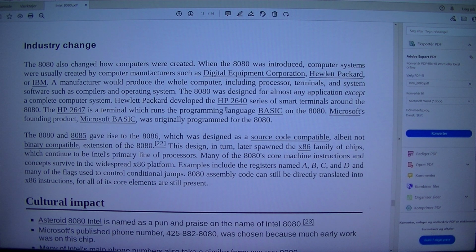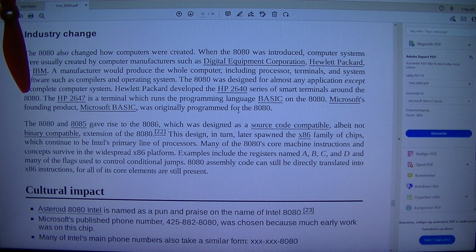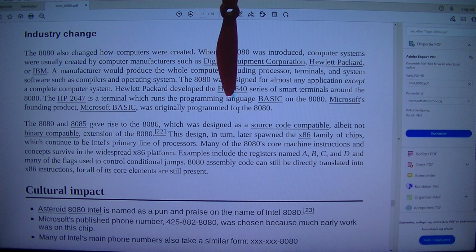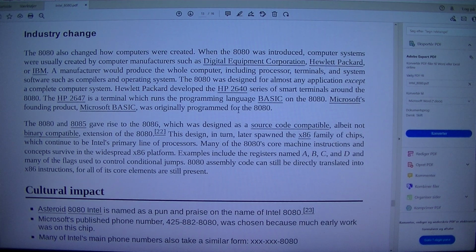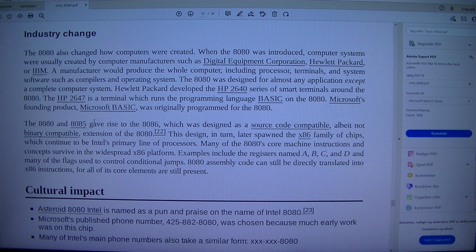Hewlett-Packard developed the HP 2640 series of smart terminals around the 8080. The HP 2647 is a terminal which runs the programming language BASIC on the 8080. Microsoft's founding product, Microsoft BASIC, was originally programmed for the 8080. The 8080 and 8085 gave rise to the 8086.